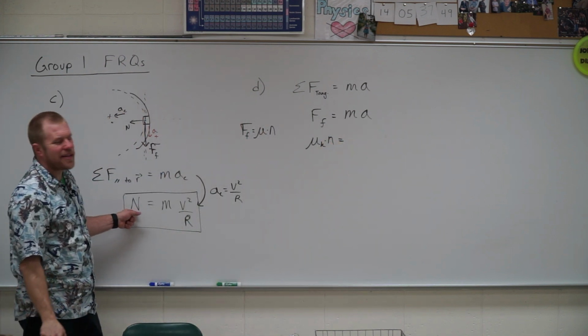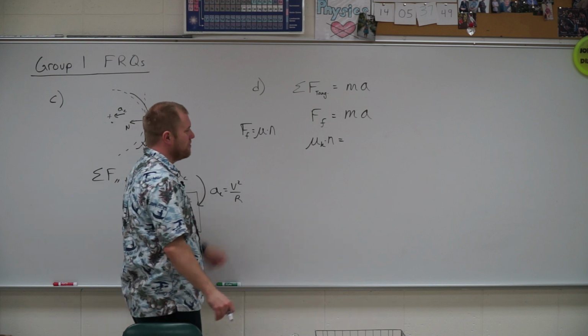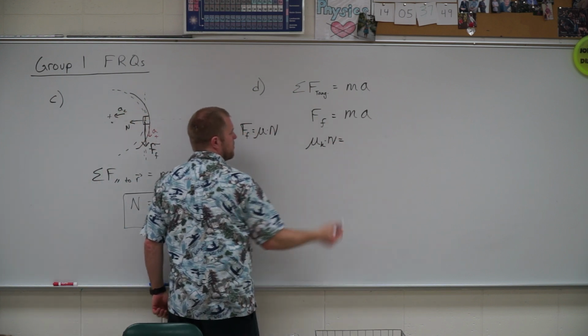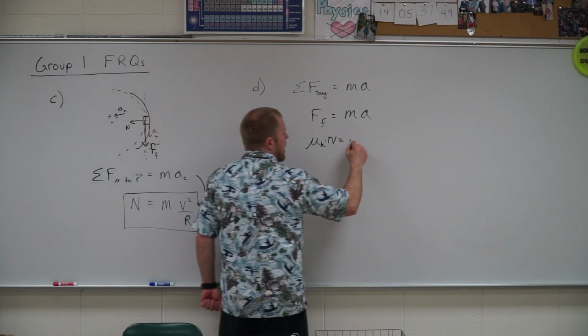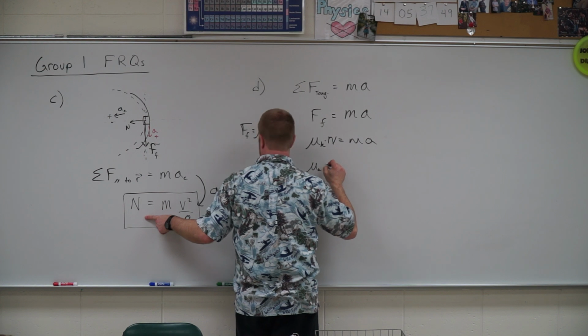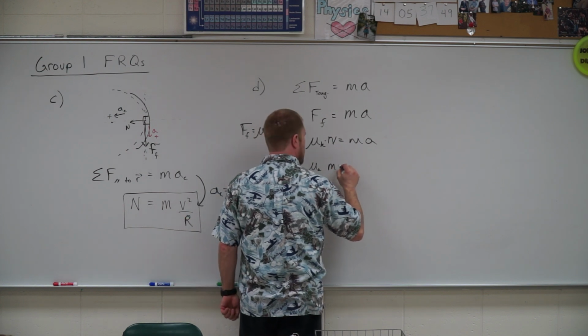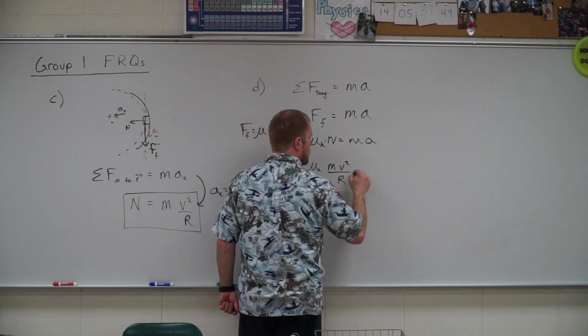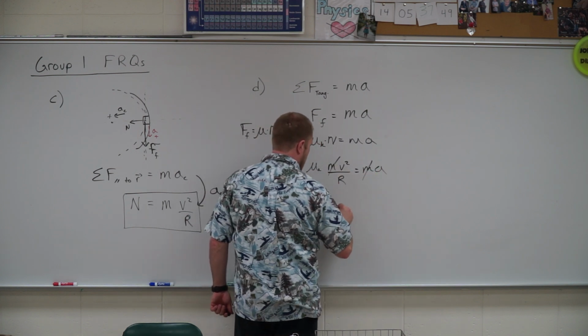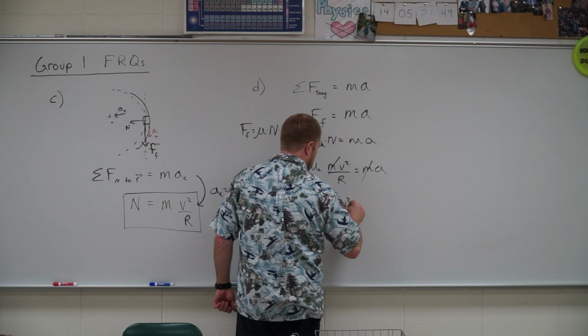Now they wanted me to use this capital N. All right, fine, we can use the capital N. I'm more comfortable with the lowercase n, but whatever. And then that equals ma. I'm going to bring my N value from here, mu sub k times m times v squared over R equals ma. My m's cancel, fabulous, and I get mu k times v squared over R.